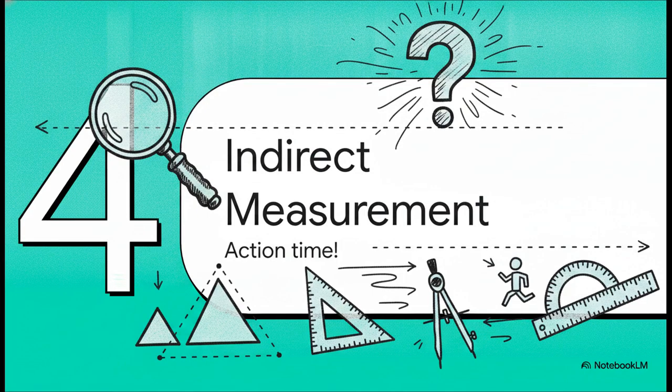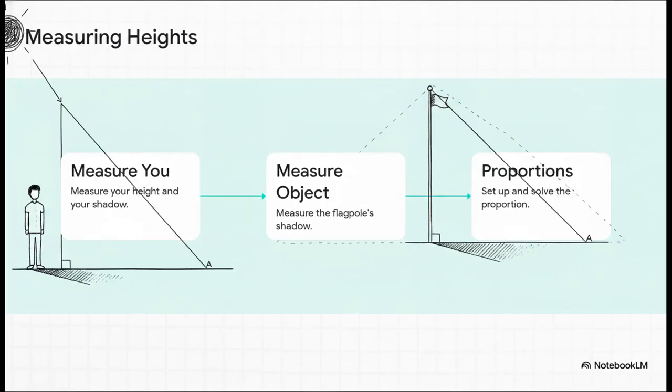Section 4. Indirect measurement in action. Let's move to Belize and see how this builds into finally solving our flagpole mystery. Because the sun is so incredibly far away, its rays hit the Earth at essentially the exact same parallel angle in any given local area. This means you, your shadow, and the sun's ray create a right triangle. The flagpole, its shadow, and the sun's ray create a larger but mathematically similar right triangle.